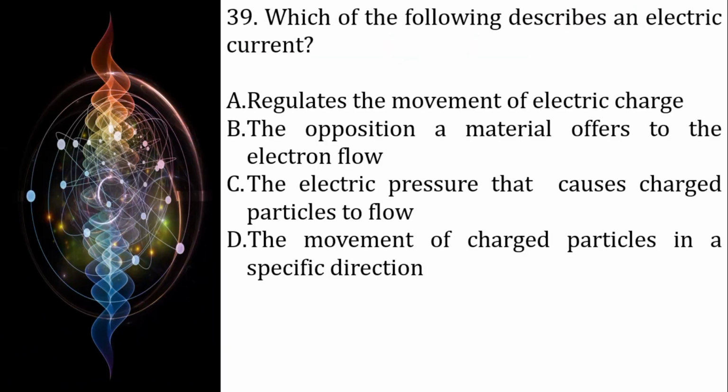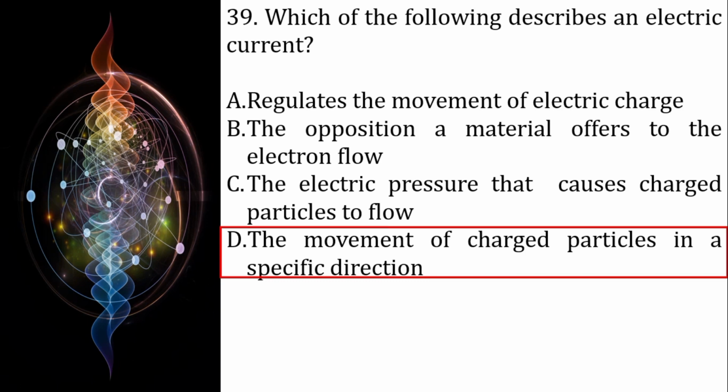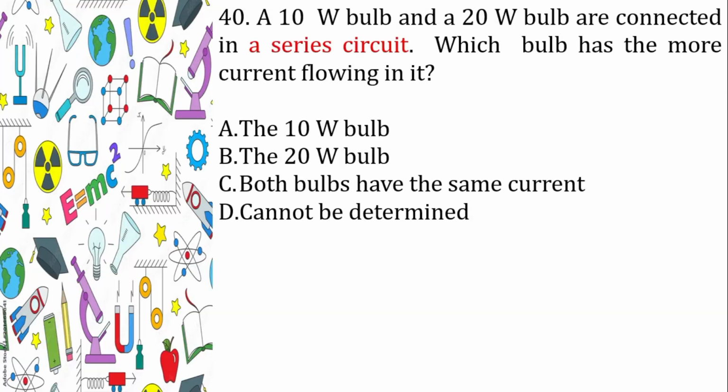39. Which of the following describes an electric current? Electric current is the flow of electricity, or flow of electrons. That means the movement of charged particles in a specific direction. That is an electric current. To be specific, the charged particles that move are the electrons, not the protons. The protons will stay, but the outer electrons, the valence electrons in the wire, will move if there is a voltage or potential difference.